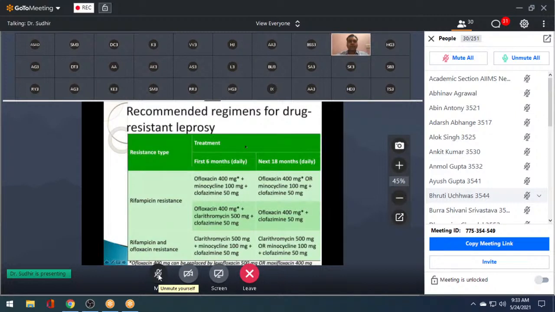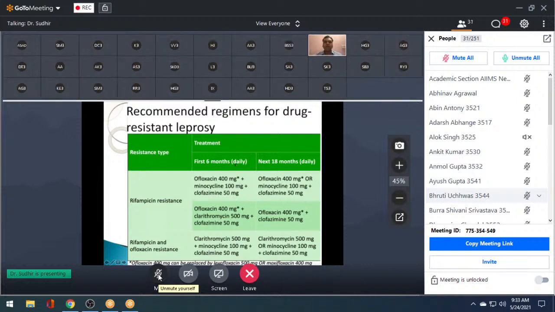Coming to recommended regimens for drug-resistant leprosy, if there is rifampicin resistance, then as I have told you, you can go for 2 second-line drugs plus clofazimine. You can see here, ofloxacin plus minocycline plus clofazimine. It is to be given for 6 months. After that, for the next 18 months, means here the treatment is to be for 2 years instead of 1 year. 18 plus 6 equals 24 months.